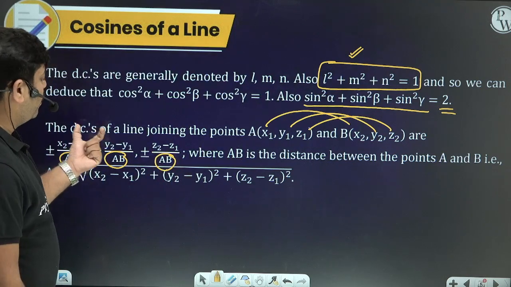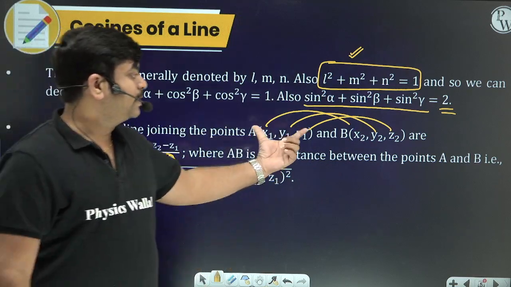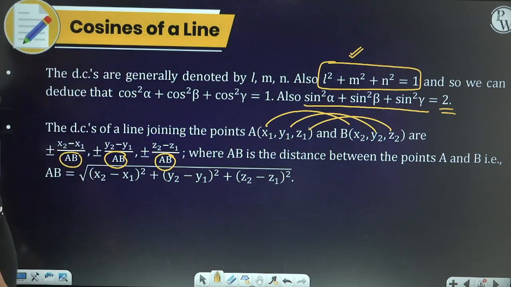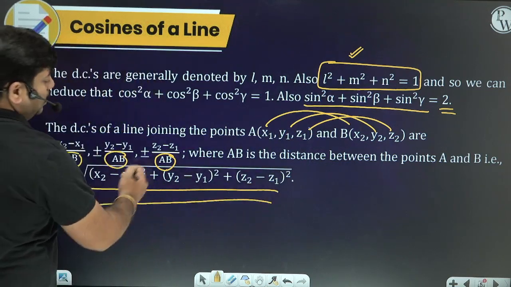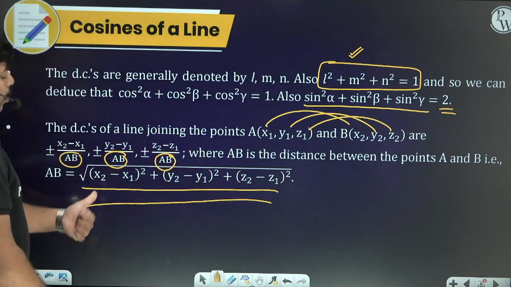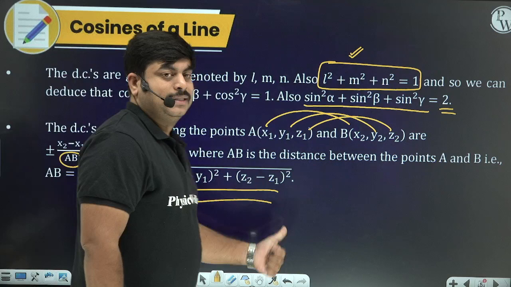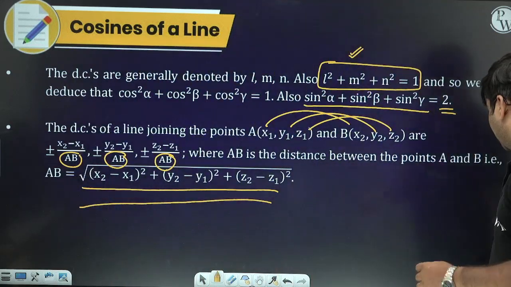X2 minus X1, Y2 minus Y1, Z2 minus Z1, divided by the length of the segment AB, okay? And the distance between two points is the same thing we already learned in 2D geometry, with just an extension of the Z coordinate: root over (X2 minus X1) whole square plus (Y2 minus Y1) whole square plus (Z2 minus Z1) whole square. Clear? Okay, next.